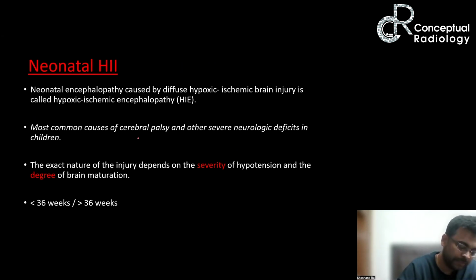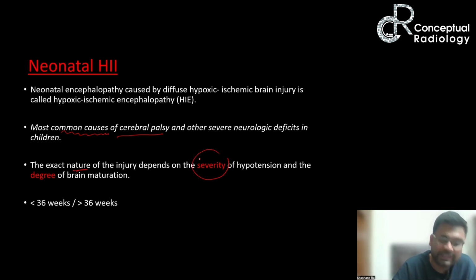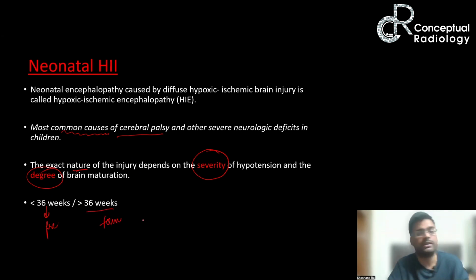So the neonatal hypoxic ischemic insult is the most common cause of cerebral palsy and other severe neurological deficits in children. Right. As I've discussed, the exact nature of brain injury will depend on how severe the hypoxic insult was and what is the degree of brain maturation. Whether the baby is a preterm or a term, all these factors will determine how severe the brain injury is and what are the imaging findings that we are going to get.